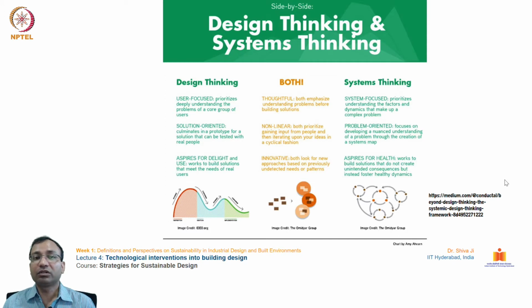If we combine both of these philosophies in one, how will it become? Let's see the middle column on this slide. It talks about being thoughtful: both emphasize understanding problems before building solutions, which is very important, to understand the dynamics of the problem before coming up with the solution. Non-linear: both prioritize gaining inputs from people and then iterating upon your ideas in a cyclical fashion. So again going back and improving the design, coming up with the solution, testing it, going back with the feedback, improving the design, and then delivering to the user. That is the approach which design thinking follows, which systems thinking also follows. So that can be combined and enhanced over here.